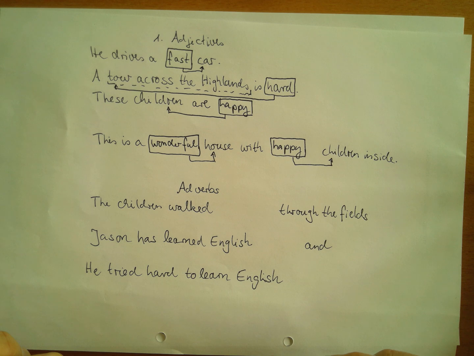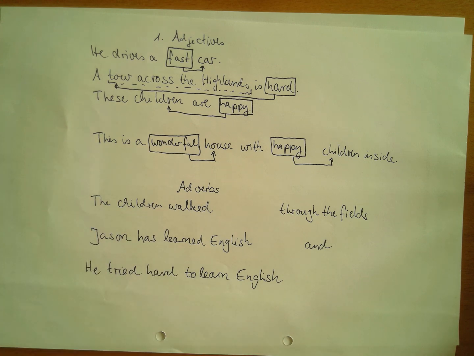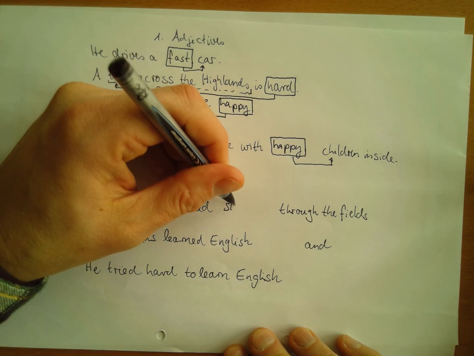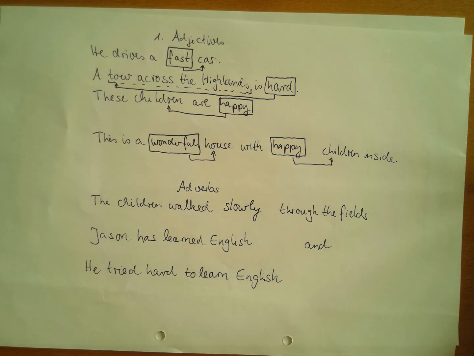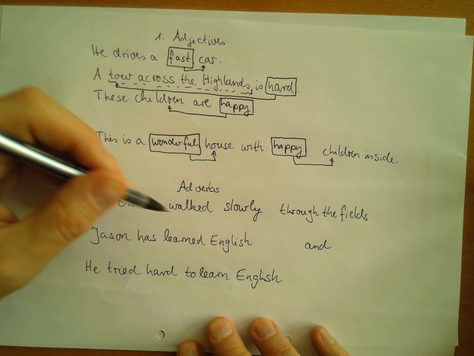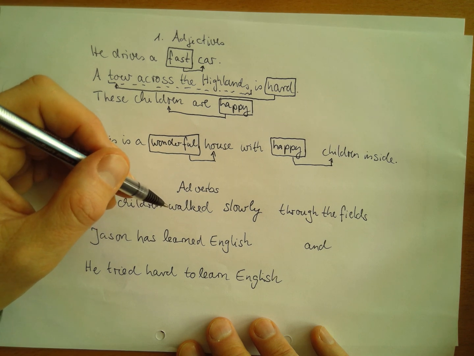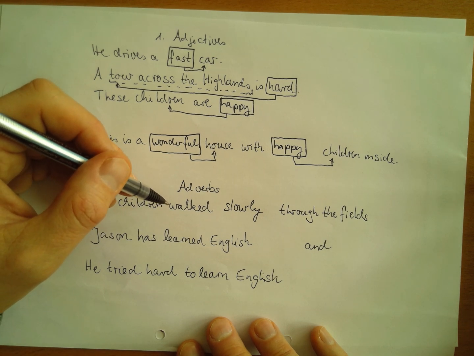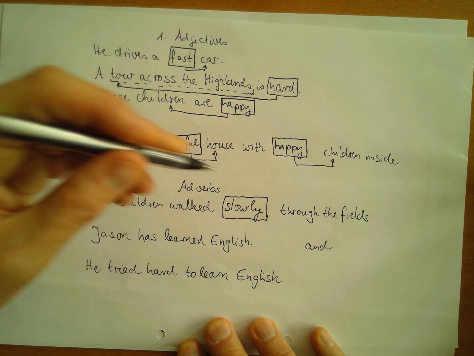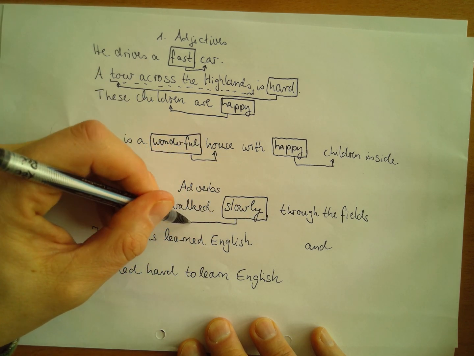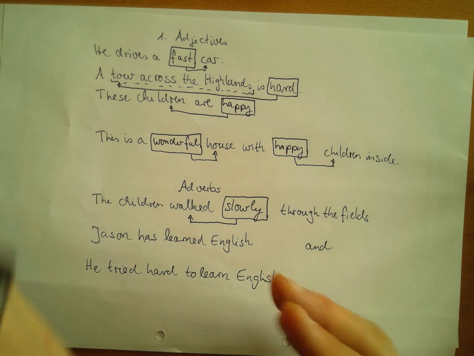Let's go over to adverbs. They are different. The children walked, let's say they walked slowly through the fields. So the question is related to an action. How did they perform that action? They walked slowly through the fields. So slowly relates to walked, to the action.